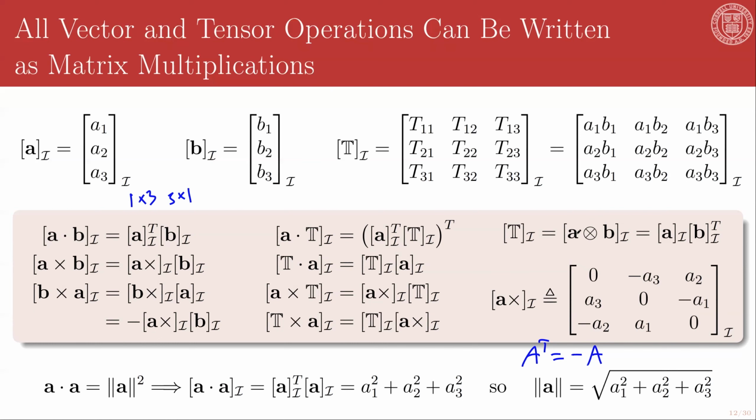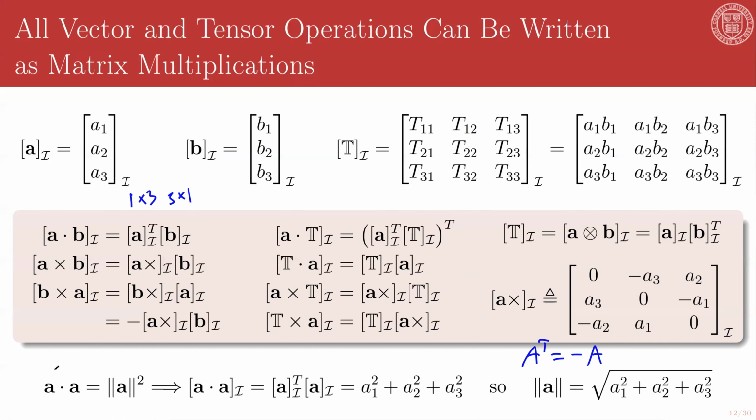And finally, the outer product operation is just a straight matrix multiplication, just like in the case of the dot product, except that the transpose is on the second vector. So A outer product B, its components with respect to frame I, will be A times B transpose. And so this is 3 by 1 times 1 by 3, and you get back 3 by 3 as expected.